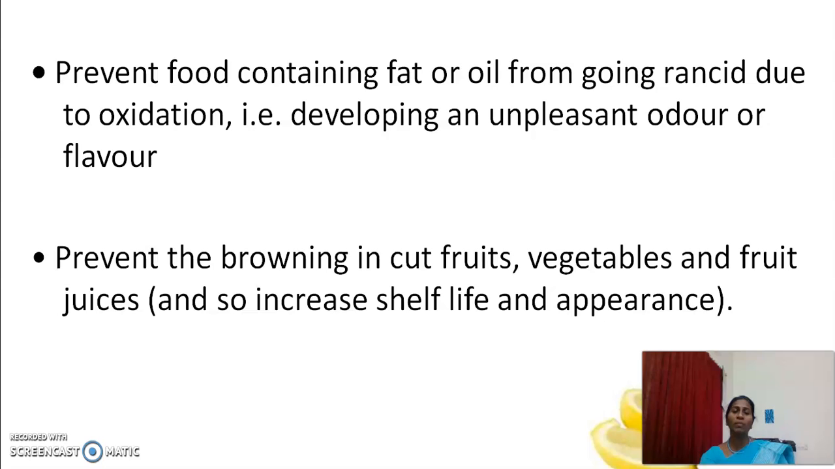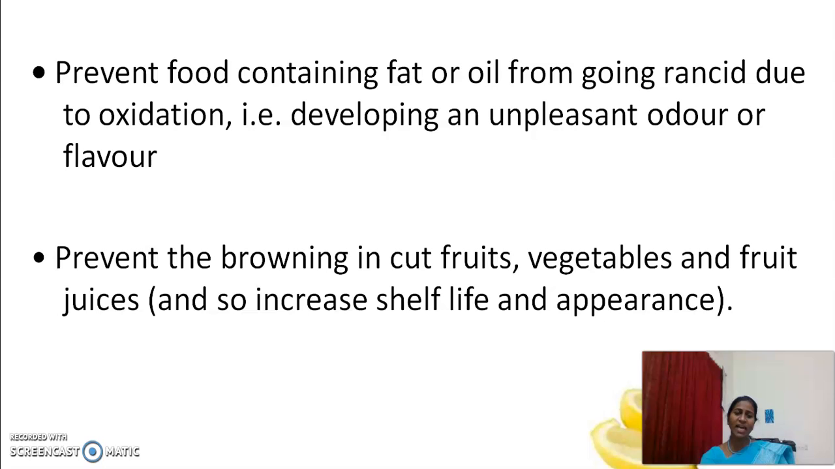Now let us see one by one the various types of additives. Today we are just going to concentrate only on two food additives. They are antioxidants and colors. First is antioxidant. How can you define an antioxidant? Antioxidants are substances added to food to retard the oxidative deterioration of food.